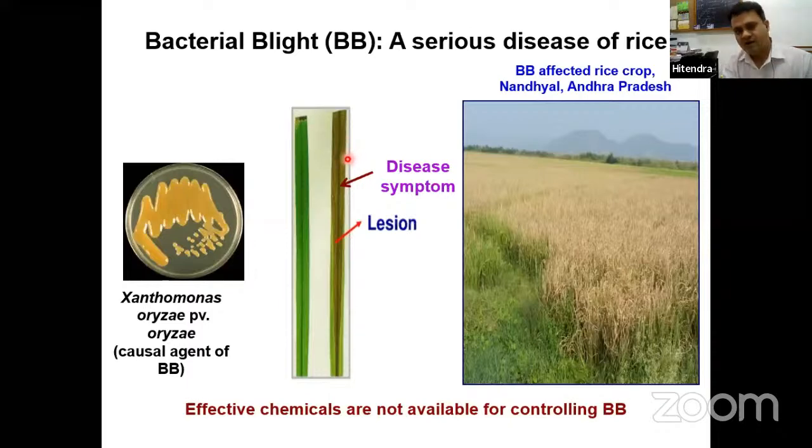And in severe conditions in the field, what happens? The whole field looks dried out. That means all the plants are dead, and there will not be any crop yield. So that will be a loss for the farmer because he will not get any crop yield. And what we have seen is there are no effective controls to control this disease. I'll mention what the difficulties are.